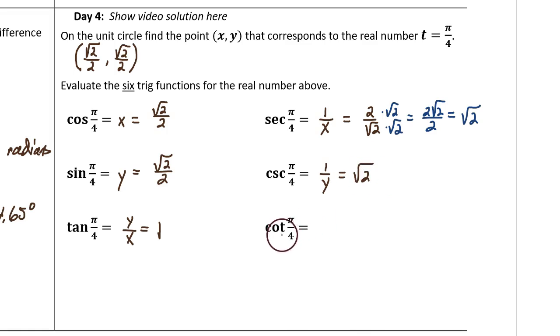The definition of cotangent is the reciprocal of tangent. So that would be to do the x-coordinate divided by the y-coordinate. But for this problem, x and y are the same number. When you divide them, you're going to get 1. The reciprocal of 1 is still 1.